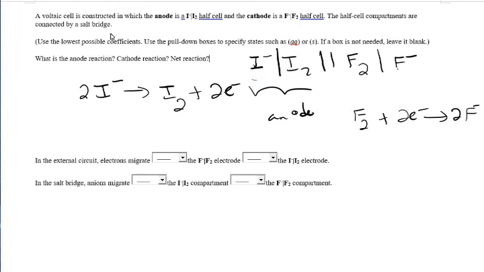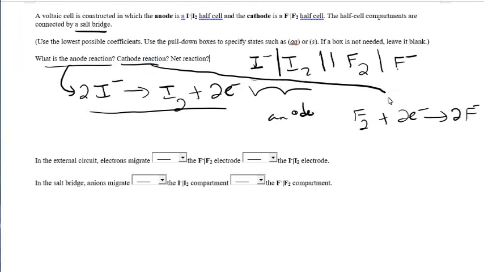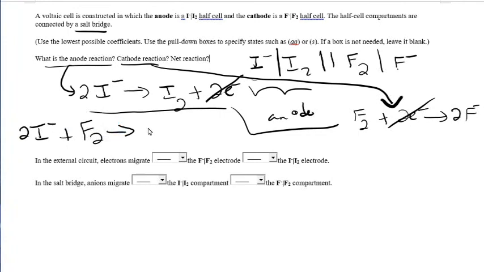Now it says here that the compartments are connected by a salt bridge. Use the lowest possible coefficients. So let's go ahead and find out what the anode reaction is. We kind of just already mentioned that. That's this reaction here. So that's your anode. Your cathode is this reaction here. Now they want the net reaction. The net reaction is simply the sum of these two reactions. So we're going to sum them up, and notice that the electrons cancel out if we add them up. And you get two iodides plus fluorine gas yields iodine solid plus two fluorides. And that is your overall net reaction.